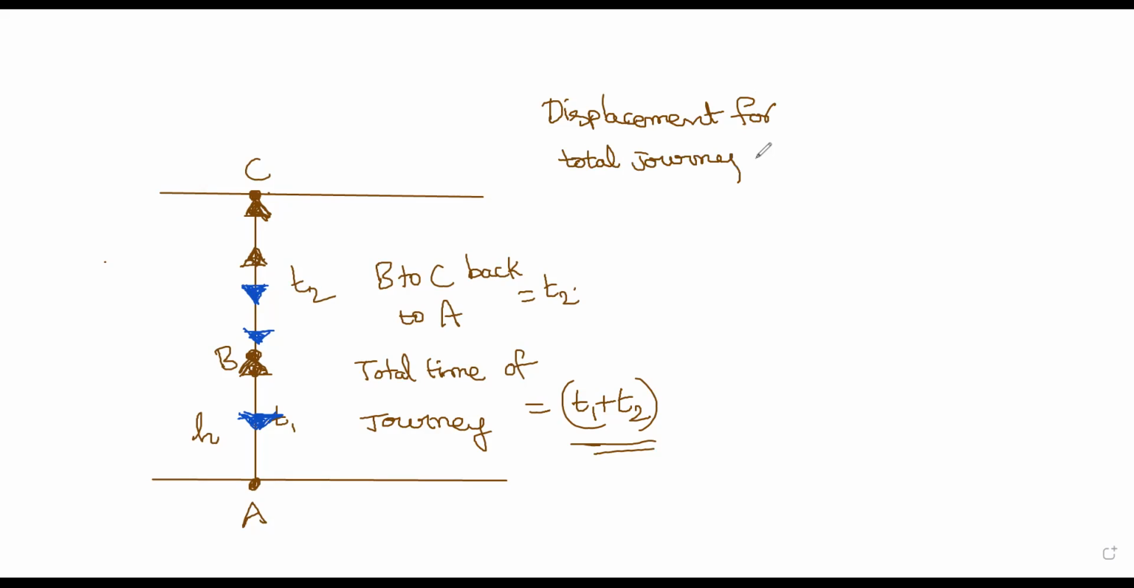What is the displacement for the total journey? A is the starting point, and it has reached the same point A. So the displacement for the total journey is 0. So we use the equation S is equal to ut plus half at square.